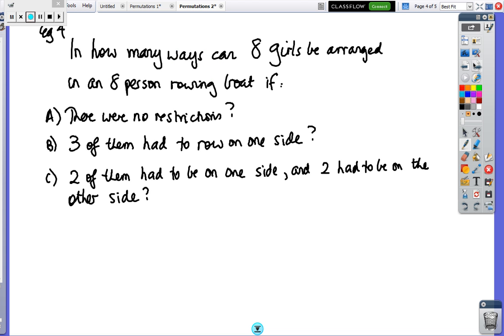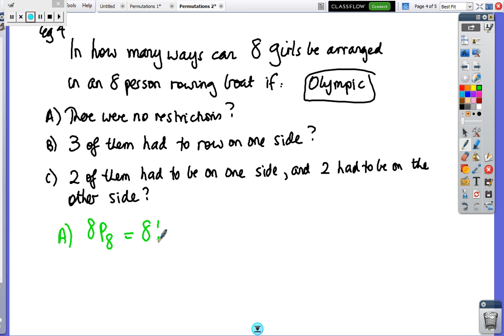Okay, moving across. This next one is basically the same as the question in the exercises. So we've got 8 girls rowing in an 8-person rowing team. This could be the Olympic team. The girls just got picked this year when the Russians got banned. Okay, so let's have a look. If there were no restrictions, we've got to put 8 people into 8 positions, so it's just 8 factorial. That's with no restrictions.